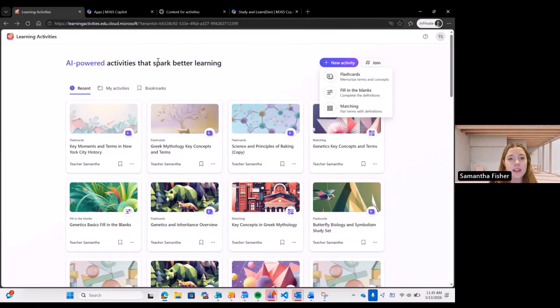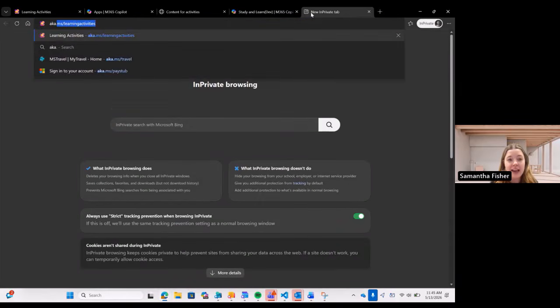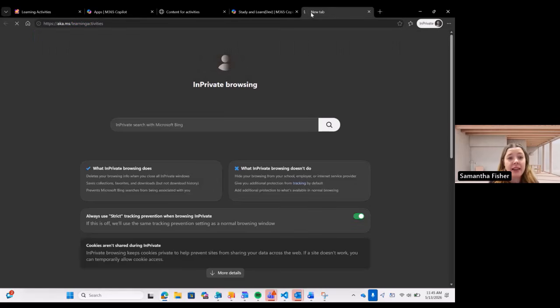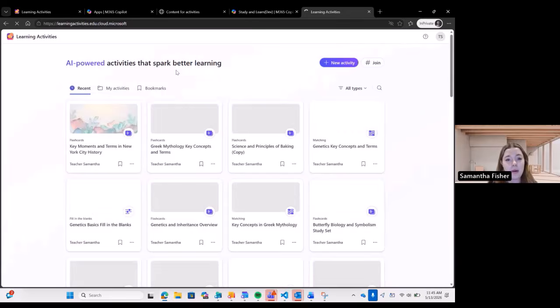Once we are in learning activities, and again, you can get to it through that link, I'll just show you again how to type that in. You can do aka.ms/learning activities. That might be the easiest way there. You can also go into your apps list. That'll take you right into that web app.